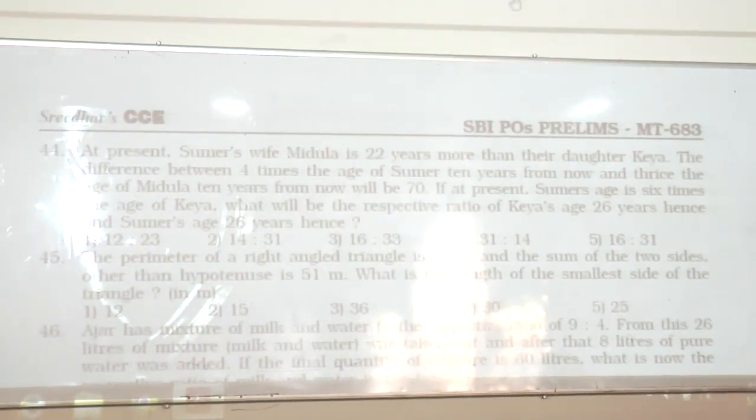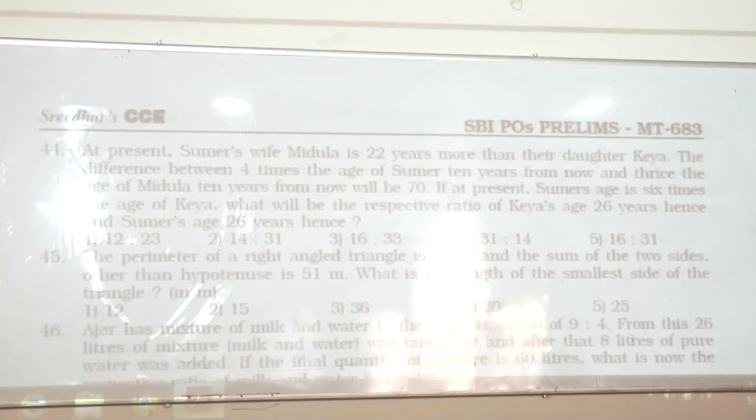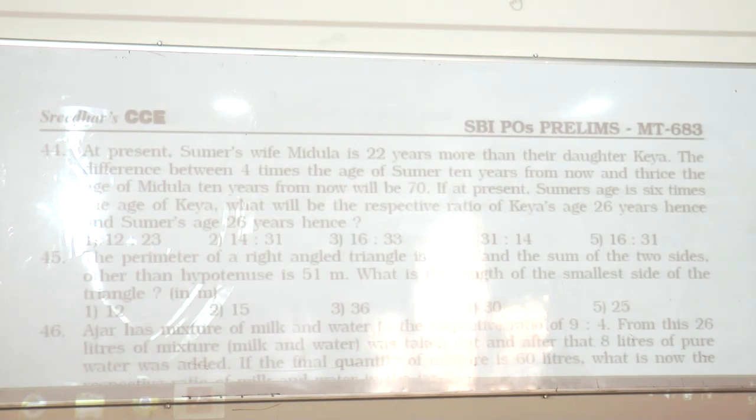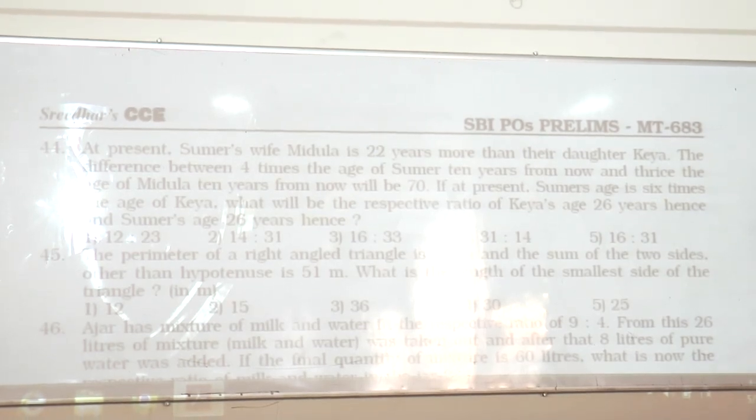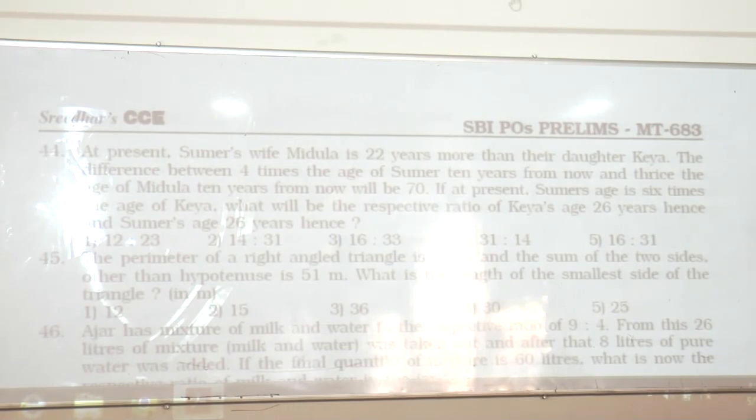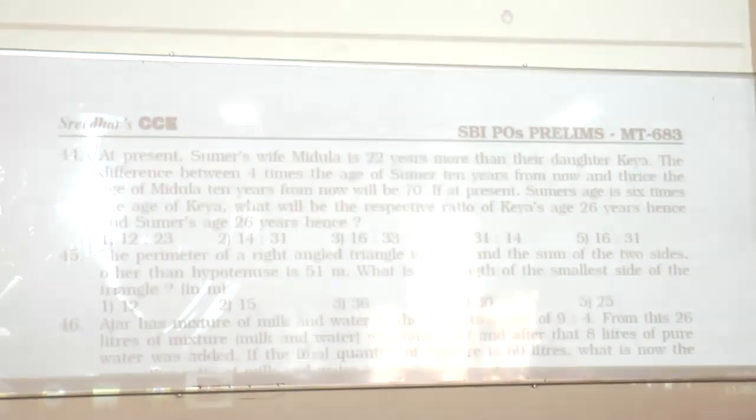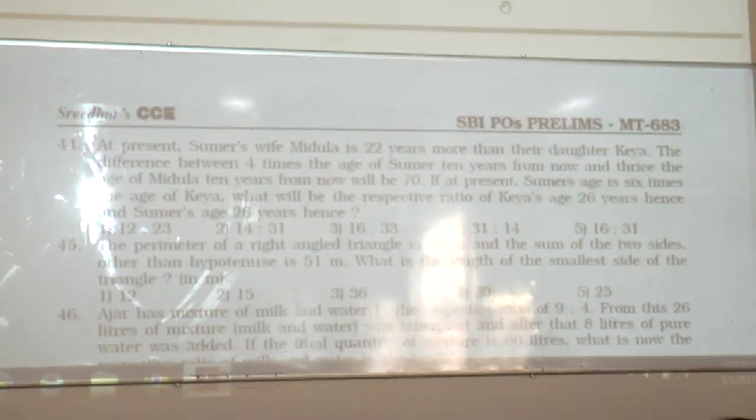Next, at present Sumer's wife Midula is 22 years more than their daughter Kia. The difference between 4 times the age of Sumer 10 years from now and thrice the age of Midula 10 years from now will be 70. If at present Sumer's age is 6 times the age of Kia, how many persons are here?